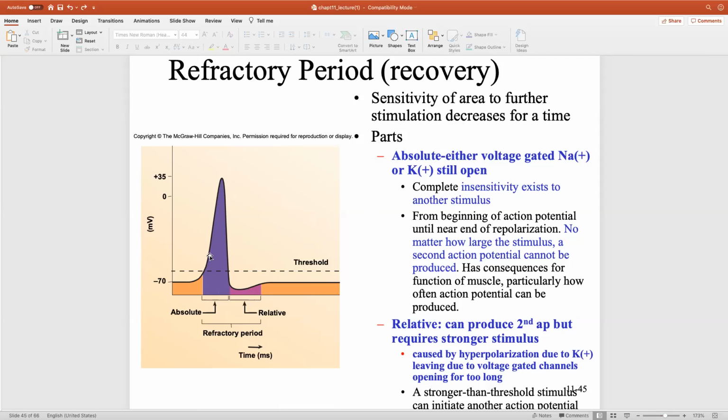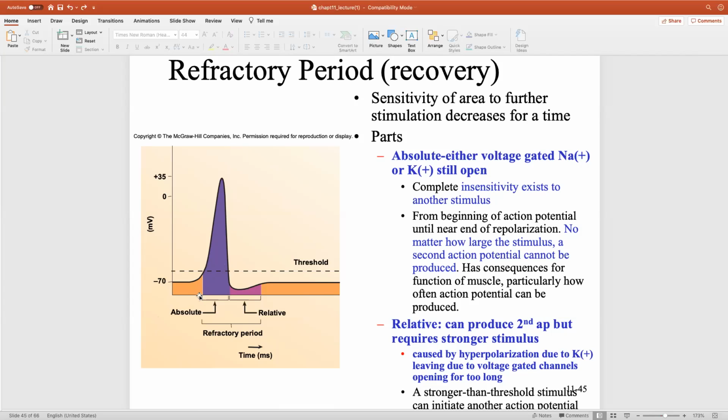So there's no way you can re-stimulate because you're in the middle of the action potential at this point, right? So this is the absolute refractory period. You can't re-stimulate during the absolute refractory period. There's complete insensitivity to another stimulus.